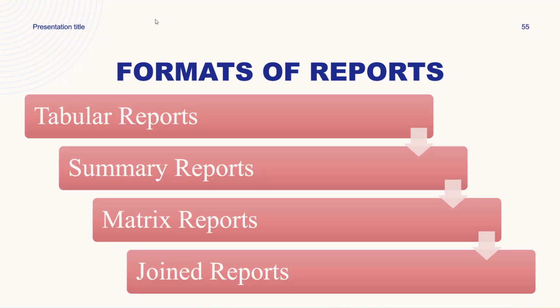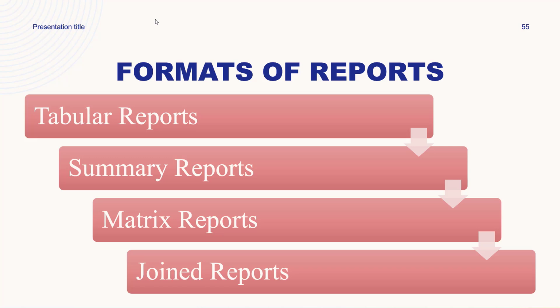Now, let's discuss the formats of reports. There are four formats: tabular reports, summary reports, matrix reports, and joined reports. We will discuss all these formats one by one. First one is tabular reports. Tabular reports are the simplest form of reports. They show the data in table format with columns and rows. They are useful for showing detailed data in a spreadsheet-like format.